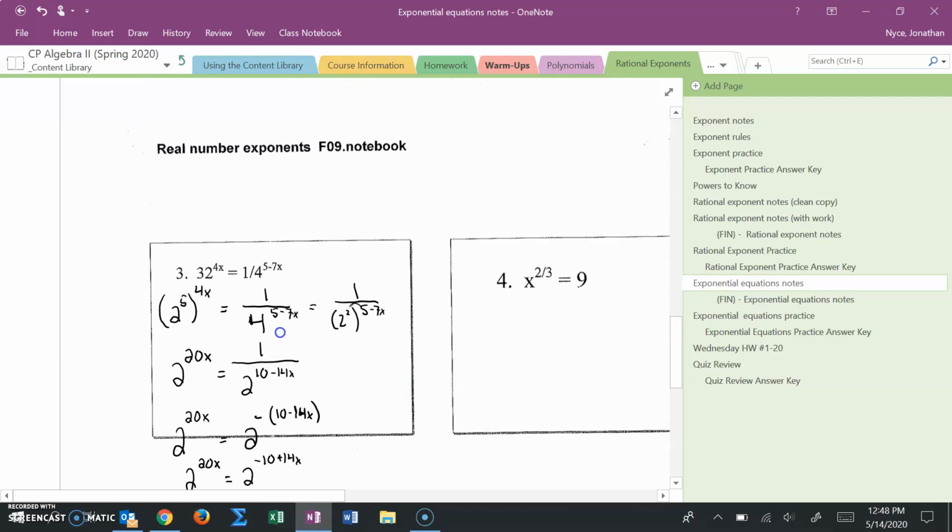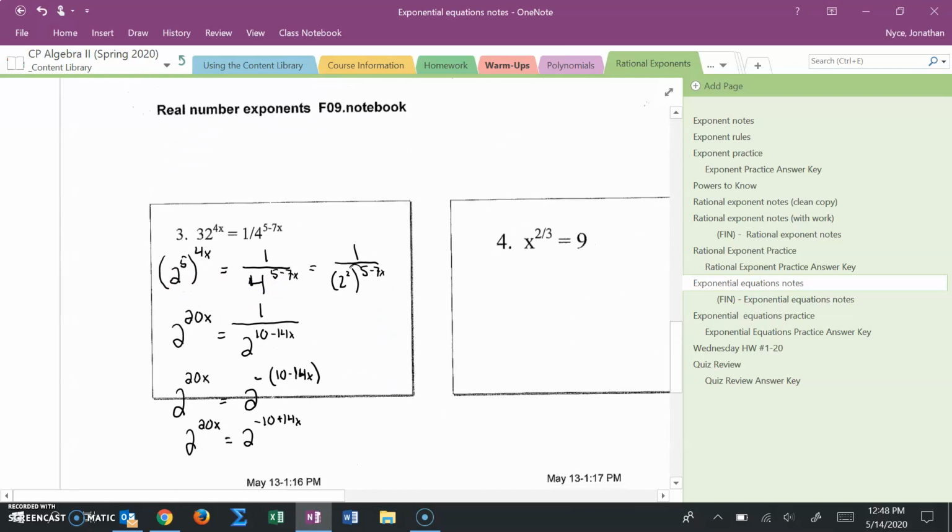That one may have been a little bit easier. There's a couple different ways to do these. If we had taken that 1 over 4 to the 5 minus 7x and made that 4 to the negative first right away, then to the 5 minus 7x, that might have been a little bit easier looking at it that way.